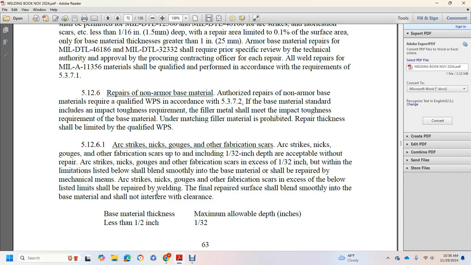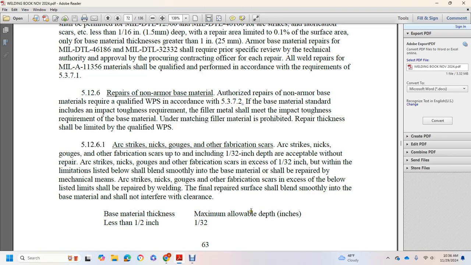Arc strikes, nicks, gouges, and other fabrication scars. Those up to 1/32 of an inch for the deck may remain without repair. Arc strikes, nicks, gouges, and other fabrication scars in excess of 1/32 of an inch but within the limitations listed below shall blend smoothly with the base material and should be repaired by mechanical means. Those in excess of the listed limits should be repaired by welding. The final repaired surface will be blended smoothly into the base material and not interfere with clearance.